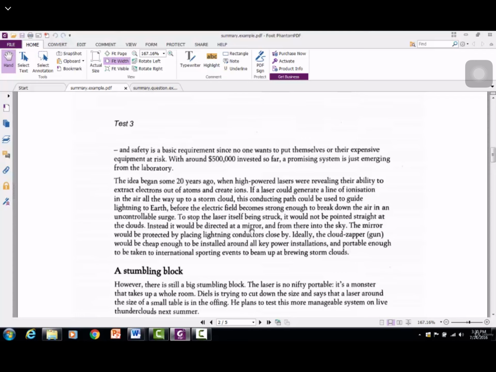All right, our answer is mirror. Directed at, aimed at. To stop the laser, I'm starting with the sentence before so you can see that this is the answer.